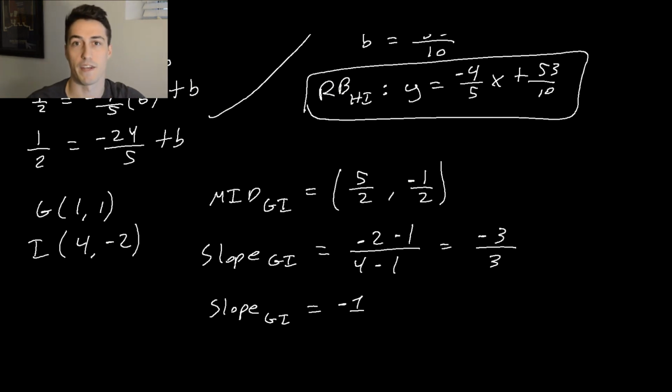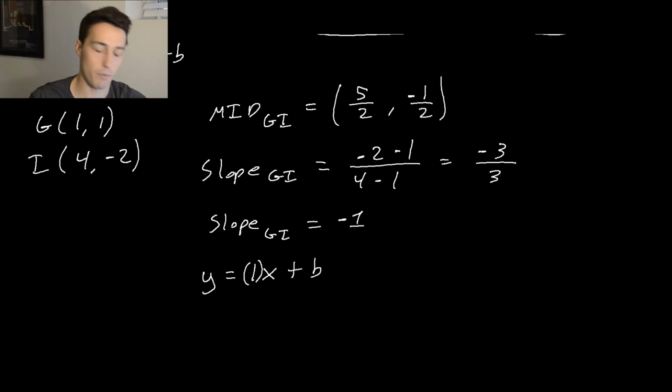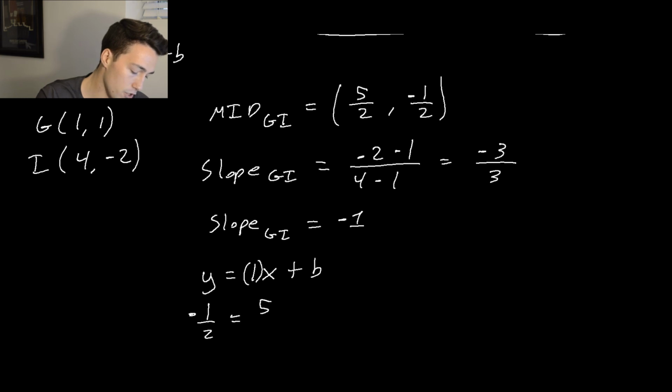But again, we want the negative reciprocal. So for 1, it's just 1 over 1. If you flip them around, it's still going to be 1. But it's going to be positive 1 because of the negative. So we're going to write y is equal to 1x, so that's our slope, plus b. If we sub in our midpoint, we're going to get negative 1/2 is equal to 5 over 2 plus b. Now we solve for b, and we're going to get negative 1/2 minus 5 over 2. b is equal to negative 6 over 2.